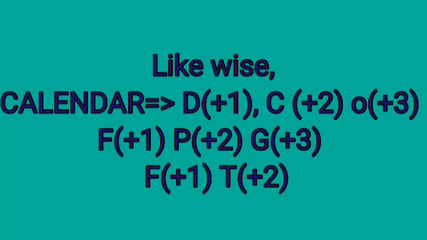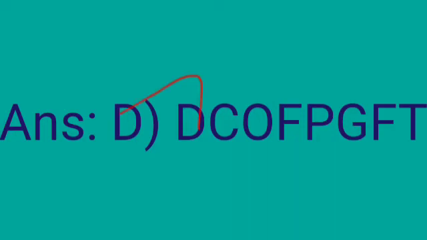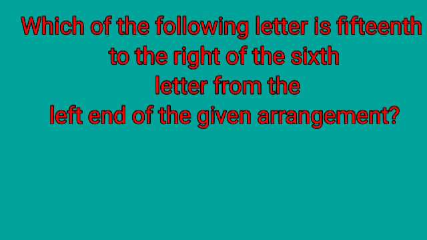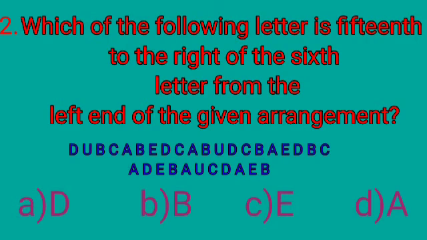E is moved 1 step forward. F. R is moved 2 steps forward. So T. So what is the answer? So answer is D, C, O, F, P, G, F, T. So which option is correct? D option is correct.